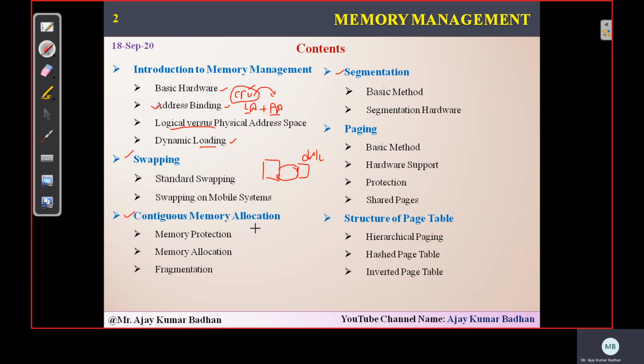Next, we have continuous memory allocation. Whenever a process comes, we allocate the process a small portion of memory within the RAM. That portion we give will be continuous in nature. We will discuss it, then you will understand clearly.